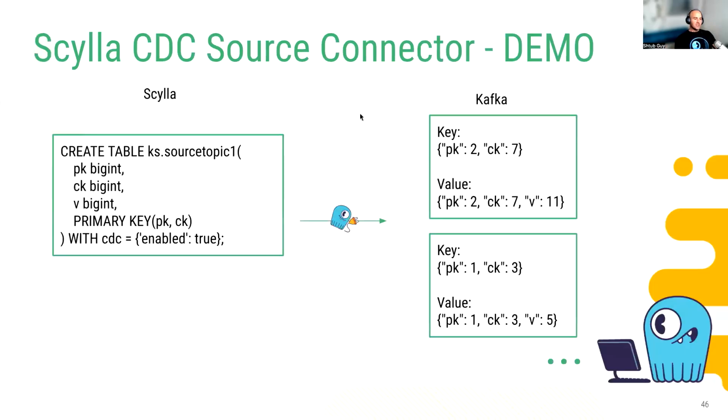Okay, and you can see here in this example, we have the table, which is defined as source topic 1. We define the 3 columns with the data types in the table. We define the primary key, which has a partition key and a clustering key. And what makes CDC work is we add the with CDC enabled, which under the hood would create an additional table, which would be the CDC table for source topic 1. Okay?